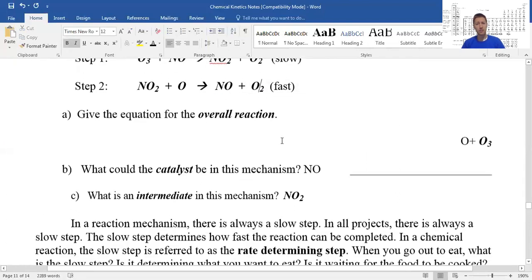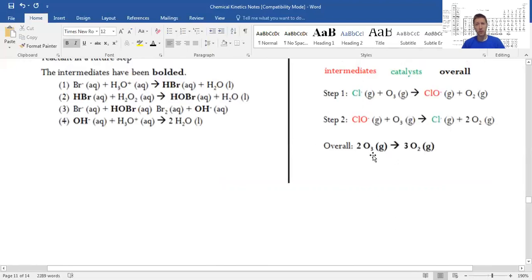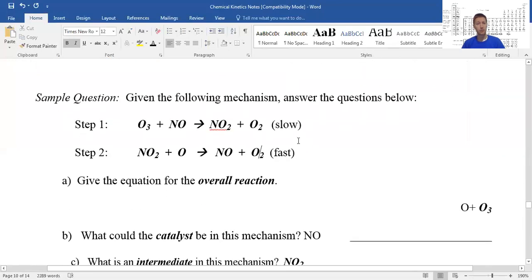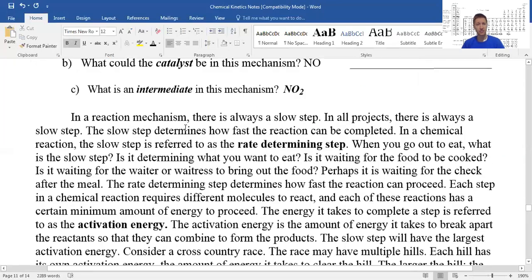So we'll get pretty much the same reaction as the last one. We end up taking ozone and turn it into oxygen, but it's through a different mechanism. This one used chlorine as a catalyst. This one is using nitrogen monoxide as a catalyst.